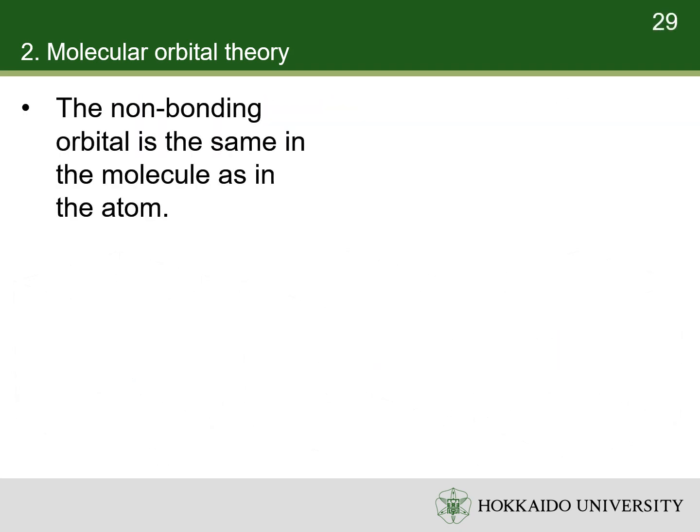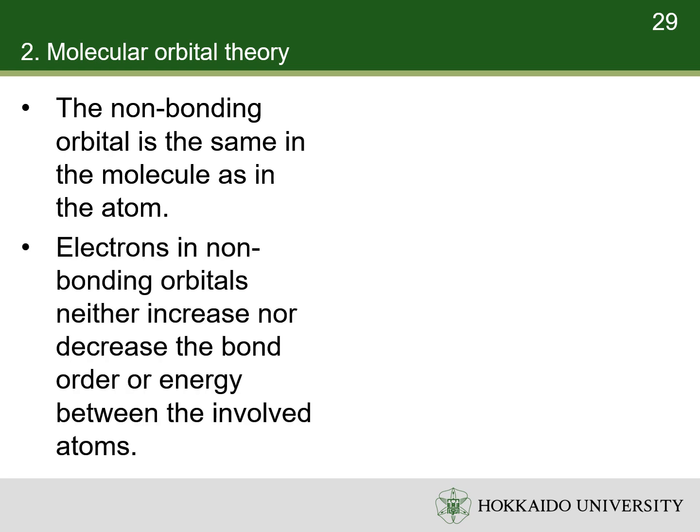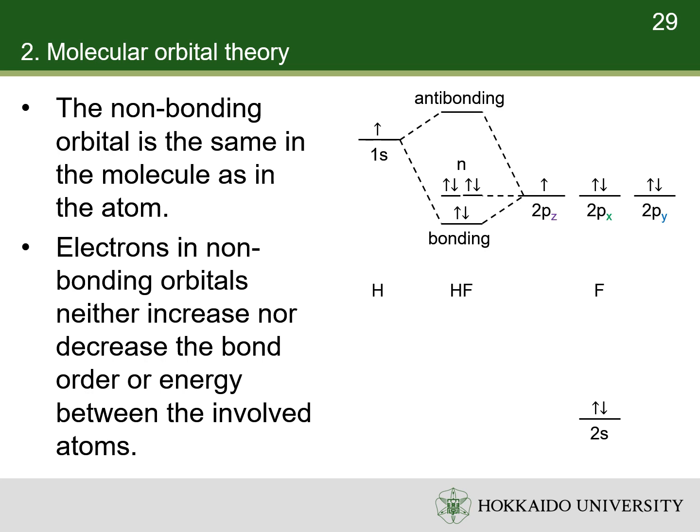A nonbonding orbital is the same in the molecule as in the atom. Electrons in nonbonding orbitals neither increase nor decrease the bond order or energy between the involved atoms. For example, the 2px and 2py orbitals from the fluorine atom are occupied nonbonding orbitals in the ground state of hydrogen fluoride molecule. The electrons occupying them have the same energy as in atoms and do not change the energy or the order of the hydrogen-fluorine bond.